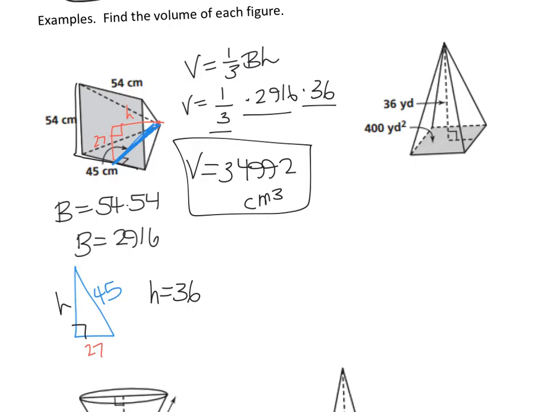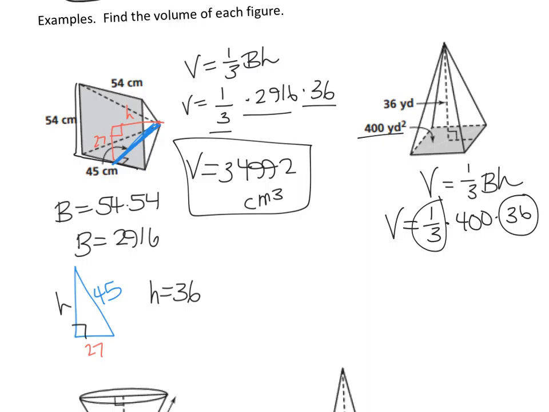And then over here, volume equals 1/3 area of the base. In this one, the area of the base is already given in yards squared. You can tell because the units are yards squared. So this is given, and our height's already given. So this one's easier. Volume equals 1/3 area of the base, which is 400, times the height, which is 36. So 1/3 of 36 is 12. 12 times 400 is 12 times 4, which is 48, so it's 4,800 yards cubed.